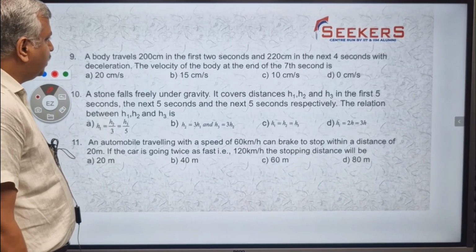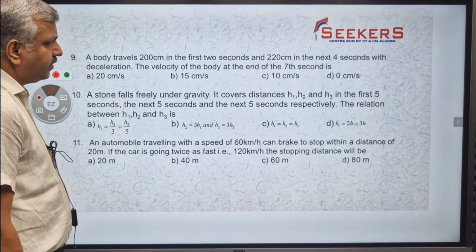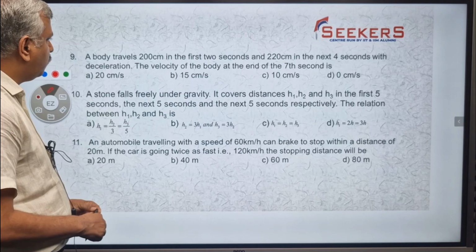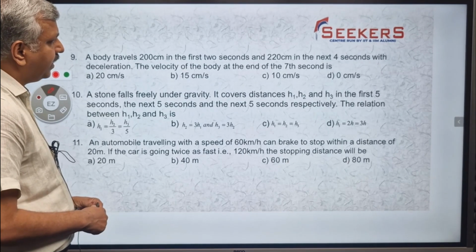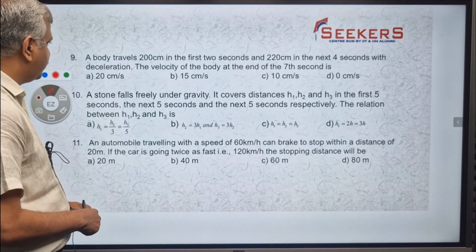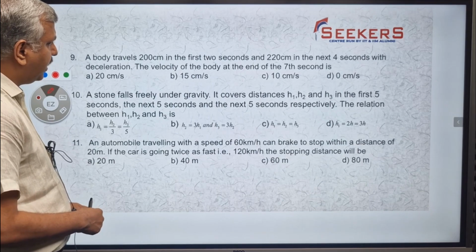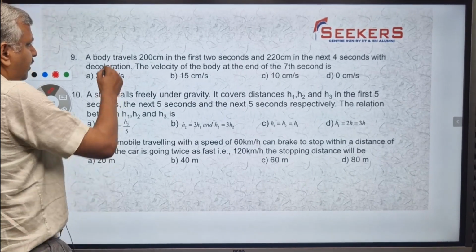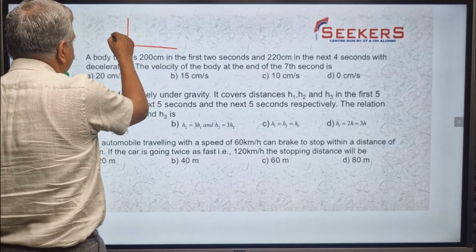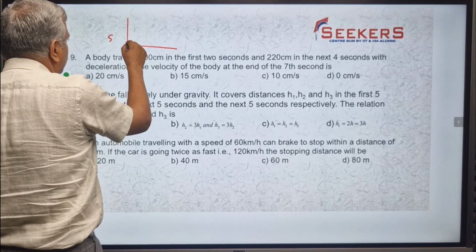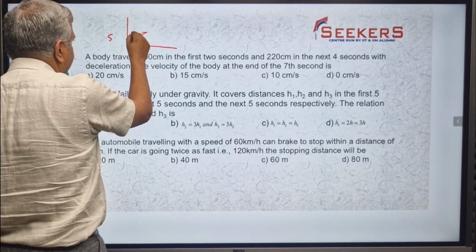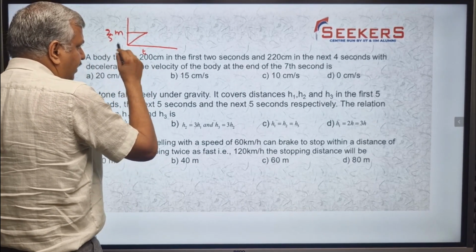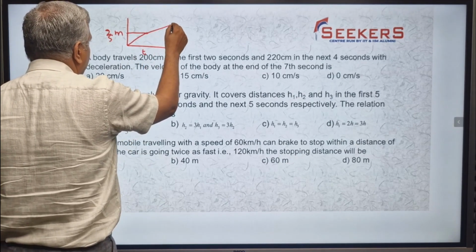A body travels 200 centimeters in the first 2 seconds and 220 centimeters in the next 4 seconds with deceleration. The velocity of the body at the end of the 7th second is how much? So a body travels 200 centimeters in the first 2 seconds. So this is distance, this is time. So he travels 200, so this is 2 meters. And then again 220 in the next 4 seconds. So in the next 4 seconds he goes up to 220.